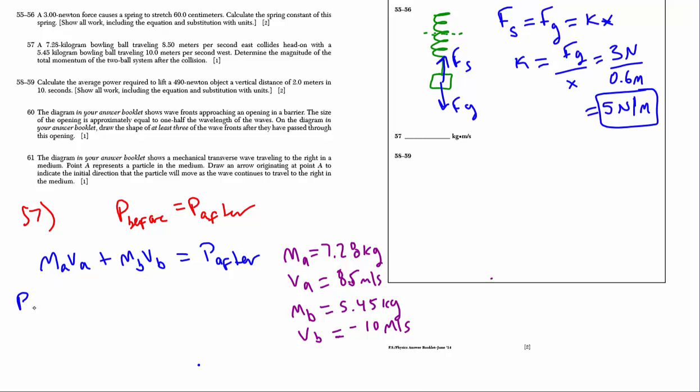So now my final answer, p after, will equal 7.28. Oops. Okay, I'm just going to erase that. It's 7.28 times the velocity, 8.5, plus 5.45 times negative 10. Don't forget the negative. Anyhow, we're going to get ourselves a value equal to 7.4 kilogram meters per second.